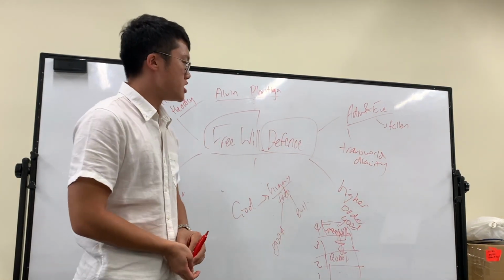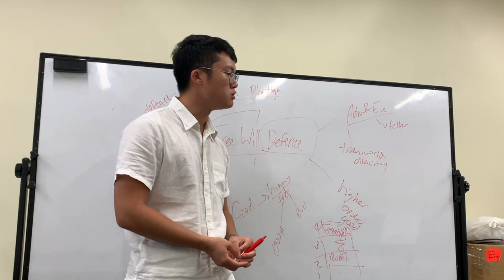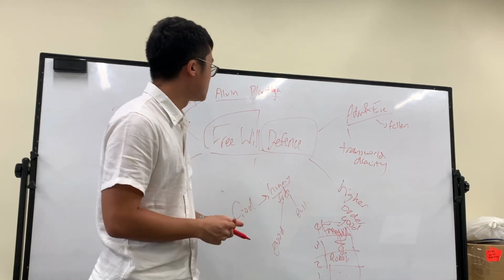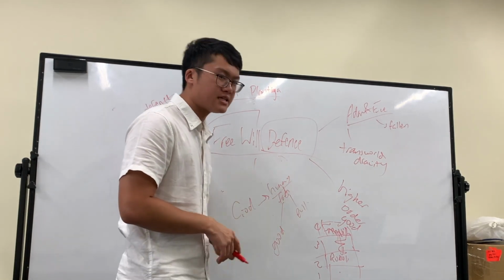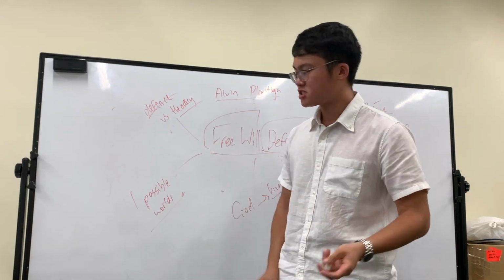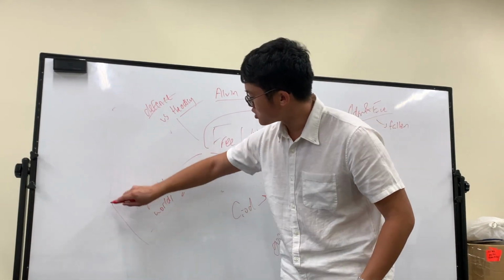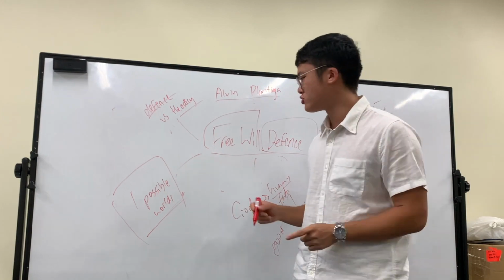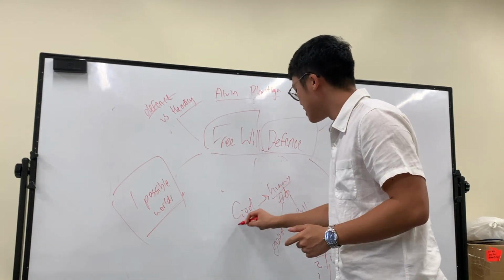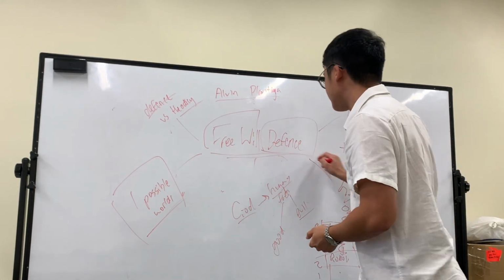Now, you may say that is highly improbable, but as I've said, it's a defense. We're not saying it must exist. All we need is one possible world for God and evil to coexist for the free will defense to work.